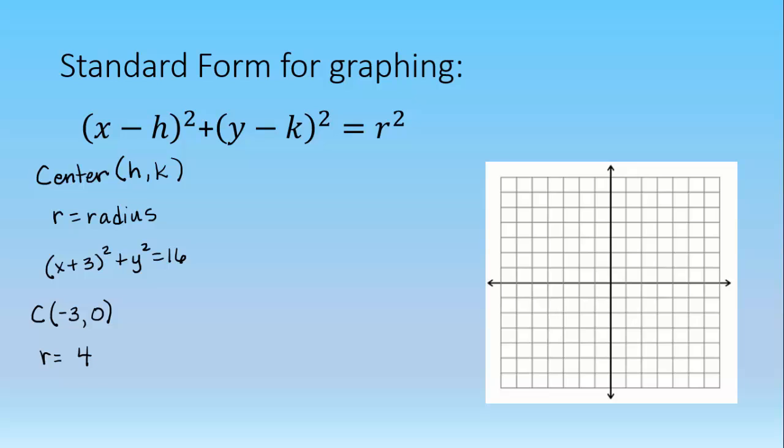Now to graph it, we just plot the center and map out the radius. So here's -3 on the graph. That's where the center is. The radius goes out 4 units in every direction. The easiest places to find that are straight up, down, left, and right. And then you just do your best to sketch a fairly circular circle from dot to dot. And there's a sketch of your circle from standard form.